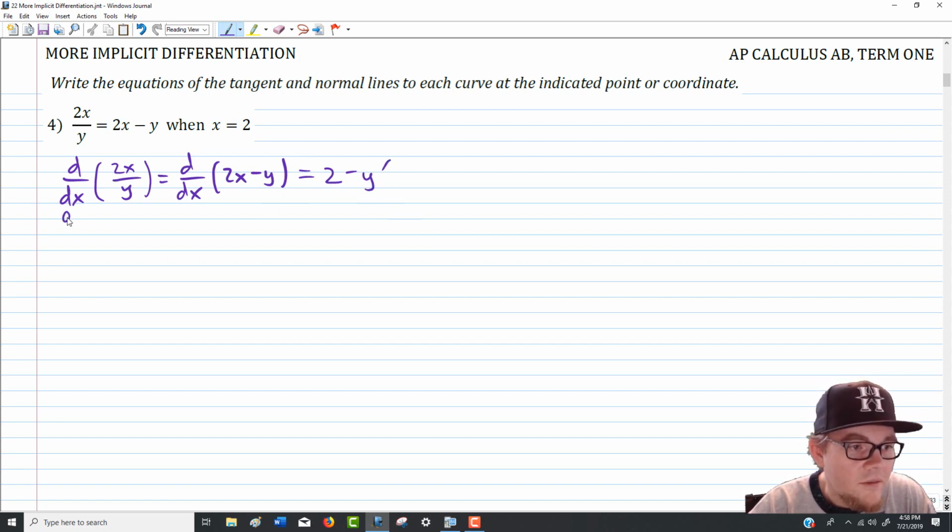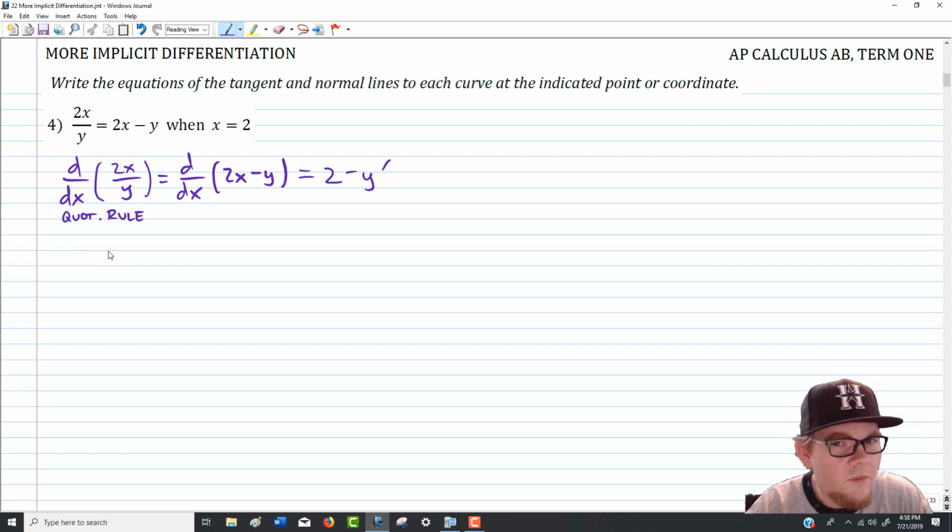On the left side, though, that requires the quotient rule. The reason being, we have a function on top of another function. Doesn't matter that they have mixed variables. They're still one on top of the other, so we need the quotient rule. I'm going to try to differentiate this one a little bit faster, though. Oh, no, you know what? I'll be careful here. So we can still use the song, though.